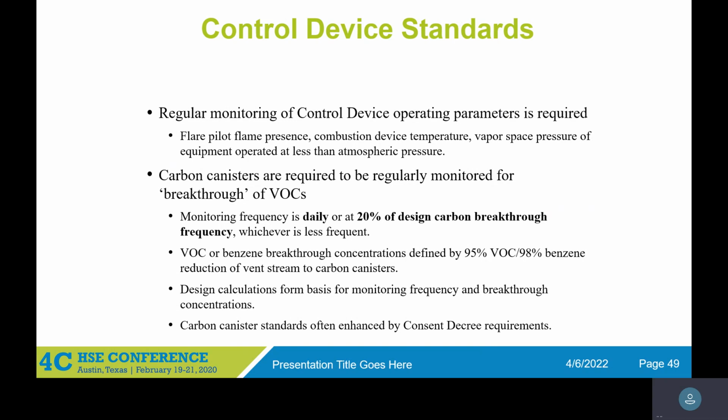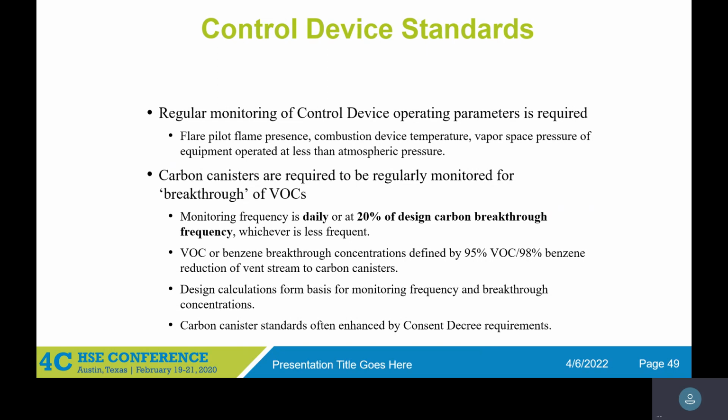So carbon canisters are a little bit more difficult than the regular control systems. You have to have a lot of design documentation for those, including how often you have to change it. There's the design carbon breakthrough frequency. So you have to monitor at less than 20% of the design carbon breakthrough frequency. So those take a little bit more to do the design documentation.